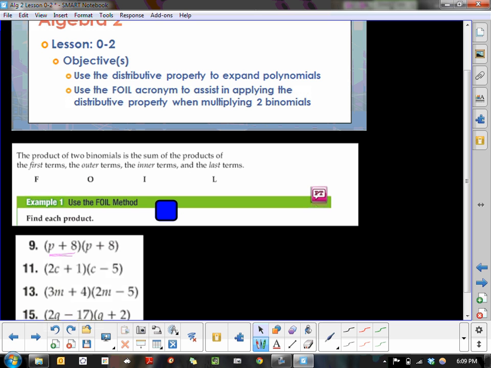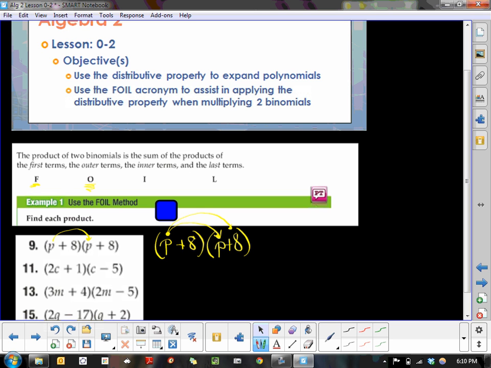So the acronym FOIL, where does that come in? Whenever we multiply two binomials together, we can apply this FOIL concept, which is an acronym that says multiply the first terms in each binomial together. So I'm going to take p times p. So I can see a little bit better, it's p plus 8 times p plus 8. The first terms in each binomial are p, so I'm going to take p times p. And then I'm going to do the outermost two. The outer terms, the ones that are farthest apart, are p times 8.